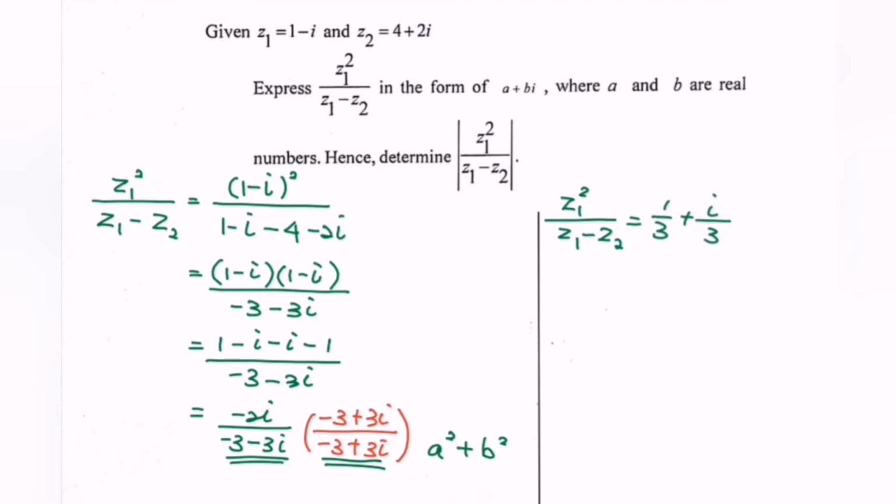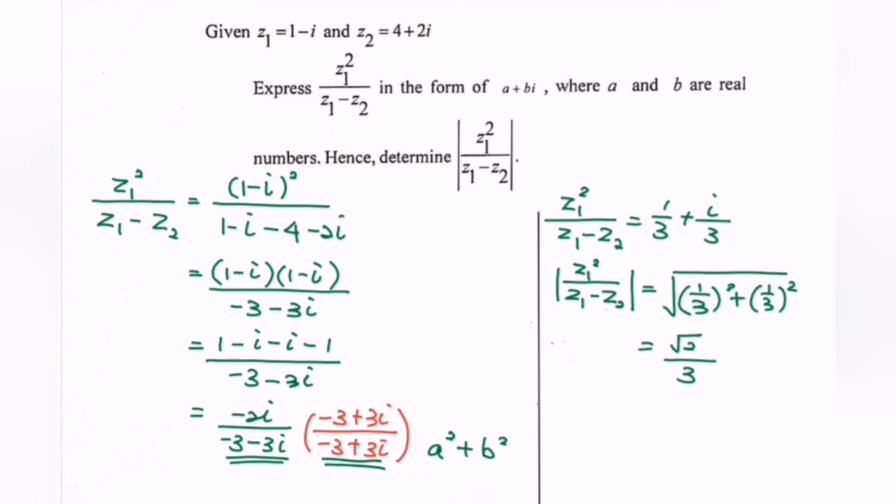Next, kindly refer to the question: hence, determine the modulus of the expression. So now we are going to find the modulus of z sub 1 squared over z sub 1 minus z sub 2, which is equal to the square root of a squared, where we have (1 over 3) squared, plus b squared, where we have (1 over 3) squared. Kindly refer to the calculator and we will have the answer square root of 2 over 3. That will be the modulus of the expression.